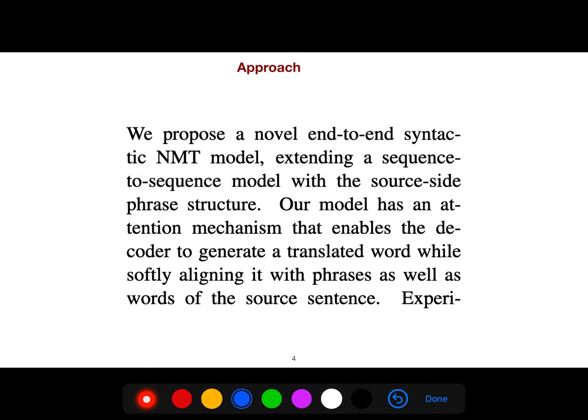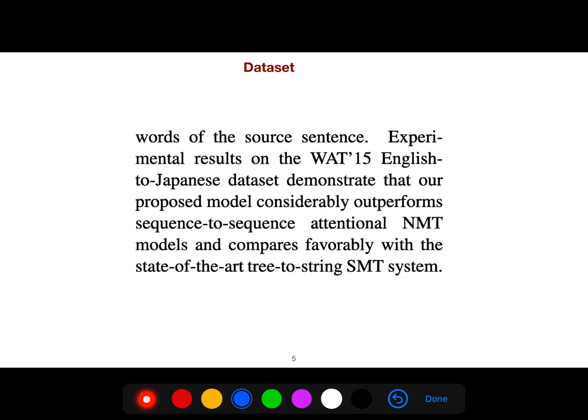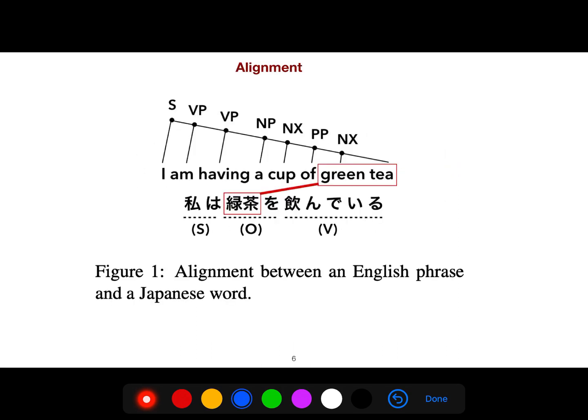So their approach is, we propose a novel end-to-end syntactic neural machine translation model, extending a sequence-to-sequence model with the source-side phrase structure. And our model has an attention mechanism. It's just an attention mechanism, but we are generalizing to tree-based, like Tree-LSTM, the great paper of Christopher Manning. So their data set is, for example, the English to Japanese data set. And this is an example.